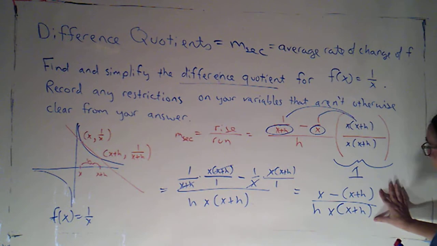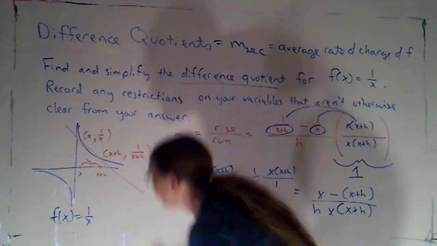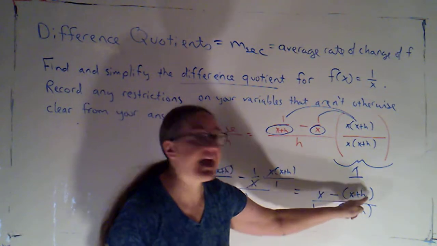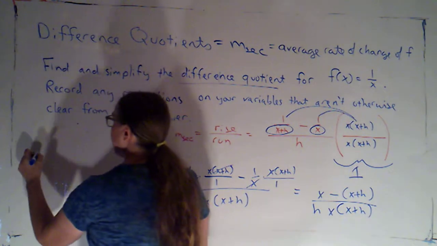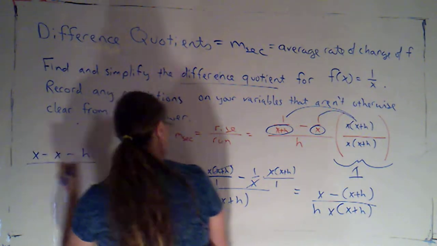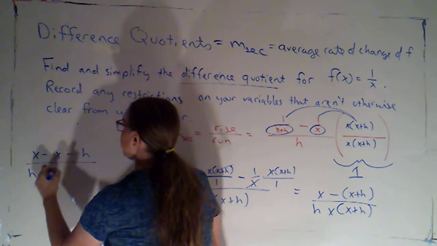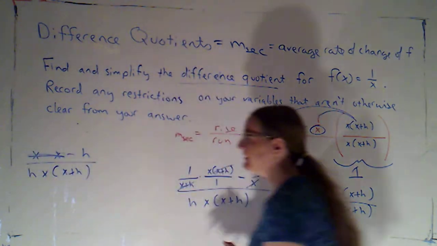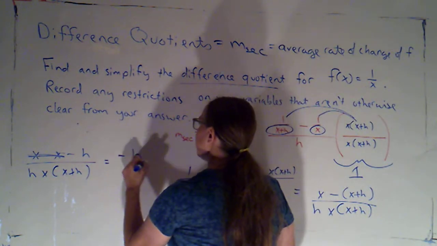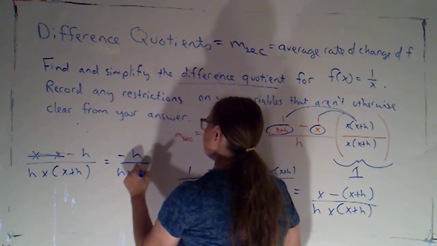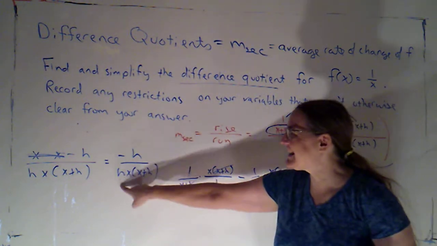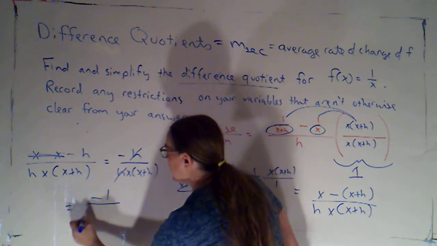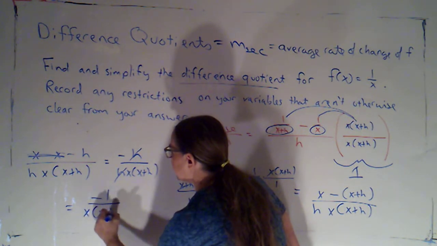Okay, so now let's take a look at this. I'm going to just erase my picture so that I get some more room over here. What I need to do is distribute that negative. So that's going to become x minus h over h times x plus h. Those x's are going to cancel. So now I've got just negative h over h times x plus h. And now I can cancel those h's. So we get negative 1 over x times x plus h.